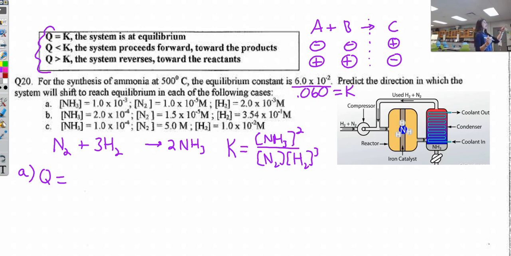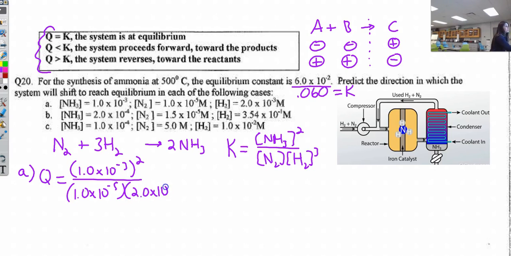So all I'm going to do is my NH3, which is 1.0 times 10 to the negative 3, I'm going to square that, divided by N2, which is 1 times 10 to the negative 5, and then multiply that by my H2, which is 2 times 10 to the negative 3, but don't forget, that needs to be cubed. All right, so let's go ahead and plug this in and check to see what we get. Did you get 1.3 times 10 to the 7th? Remember, no units, it's Q.